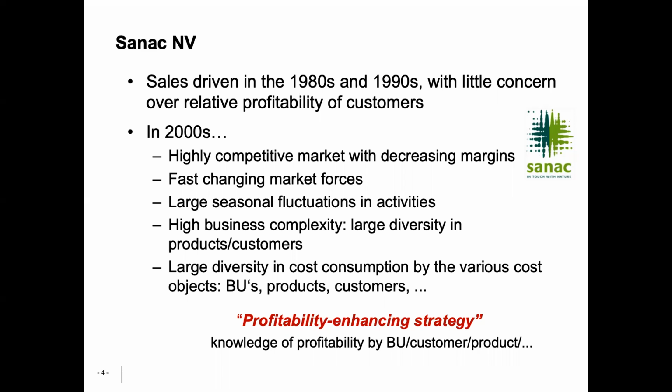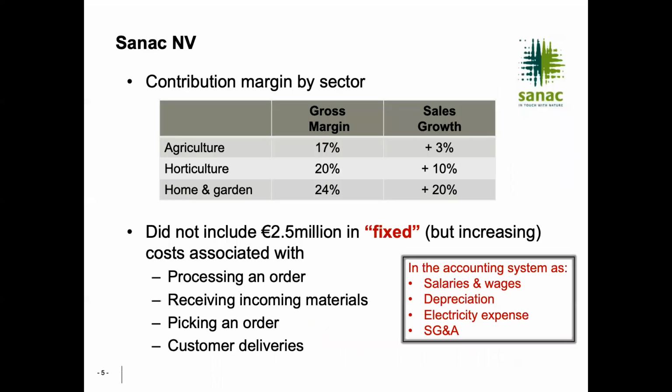So they are interested in a profitability enhancing strategy by looking at what the profitability is by their business units or customers or products. Currently, their understanding about contribution margin by sector is that home and garden has the highest gross margin, 24%, followed by horticulture with 20% and agriculture with 17%. And sales growth also is quite high in home and garden with 20%, horticulture with 10%, and agriculture with 3%.